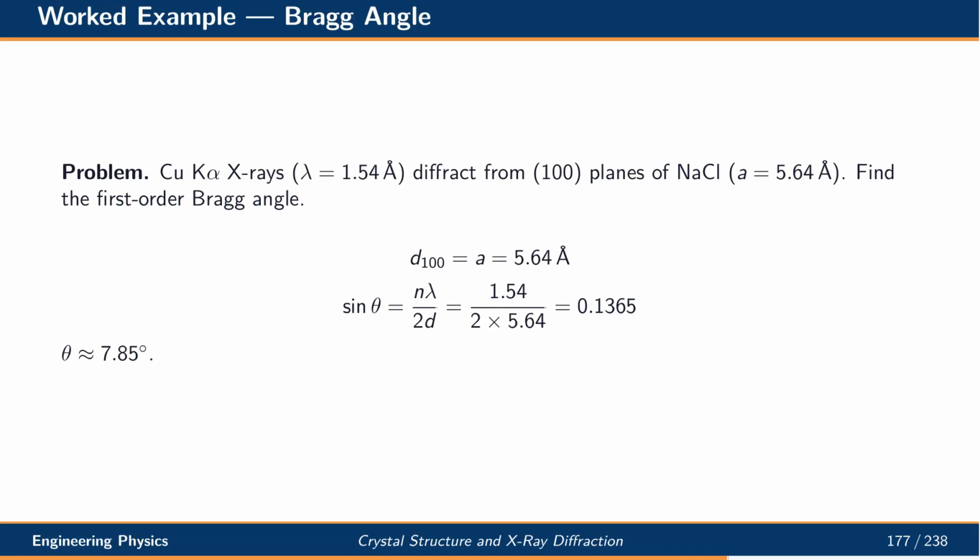Consider copper K-alpha X-rays of 1.54 angstroms diffracting from the 100 planes of sodium chloride with a lattice constant of 5.64 angstroms. The interplanar spacing equals the lattice constant. Using Bragg's law, the sine of the first-order angle is about 0.136. The corresponding Bragg angle is approximately 7.85 degrees. This worked example shows how angles are calculated.